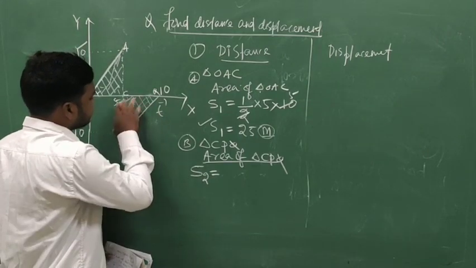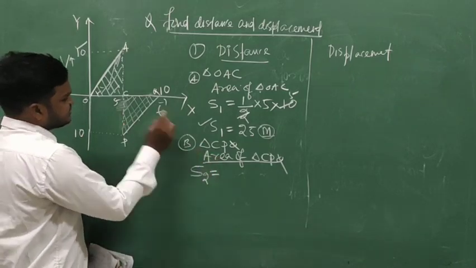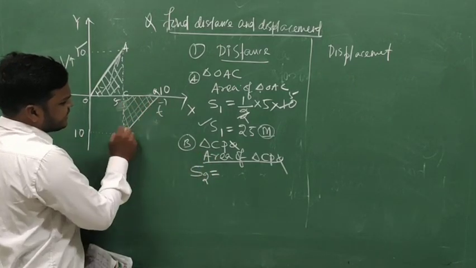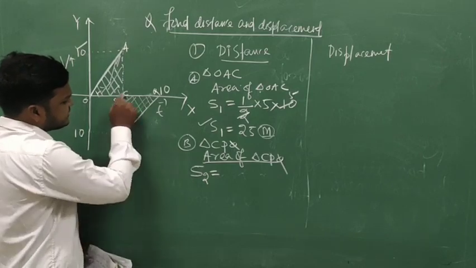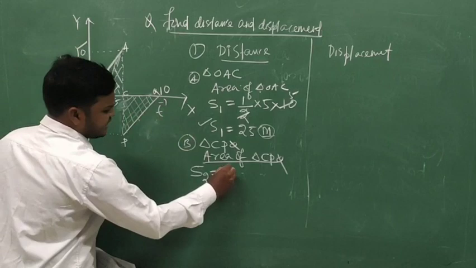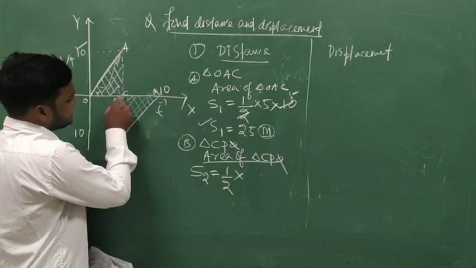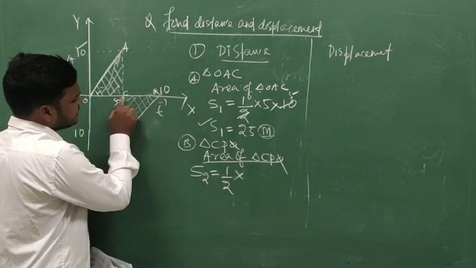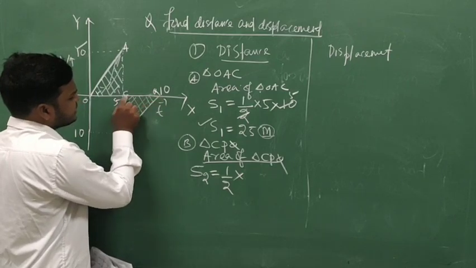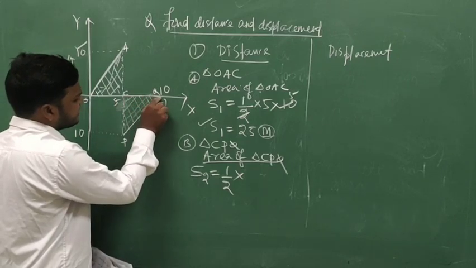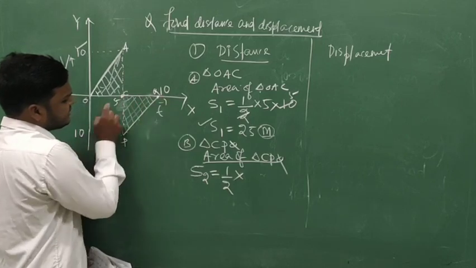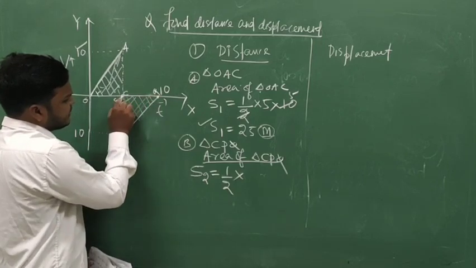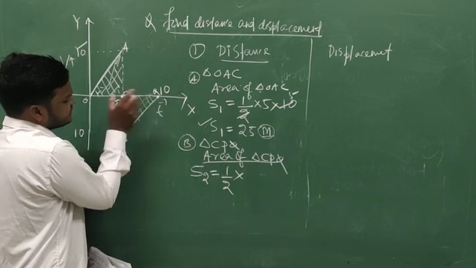So S2 is equal to, because the distance is represented by the area of the VT graph, the area of this triangle PCQ. So the area of this triangle is half into base, CQ is the base. CQ is the limit between 5 to 10. That means 10 minus 5 is equal to CQ.